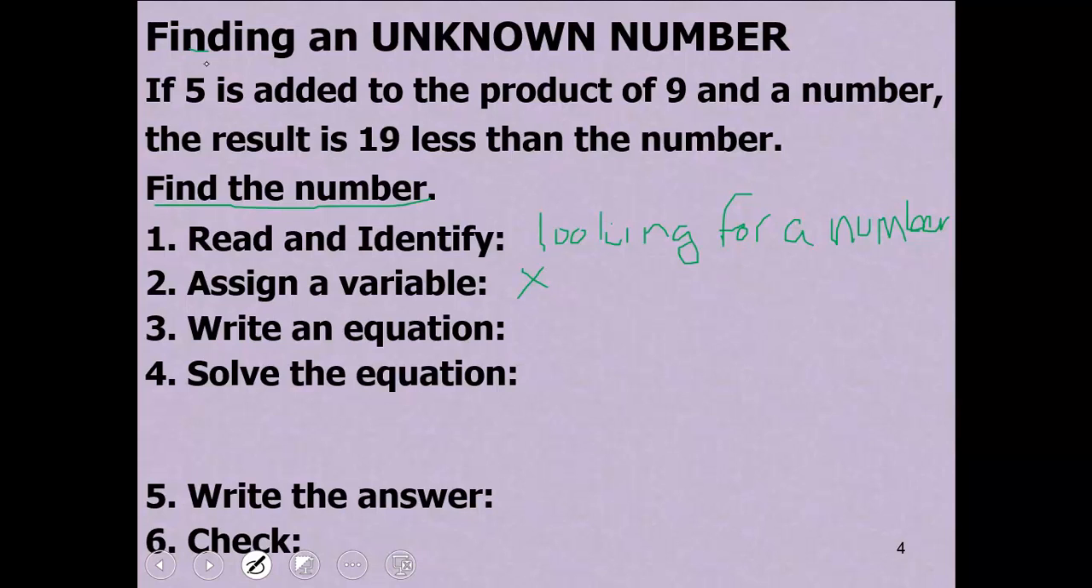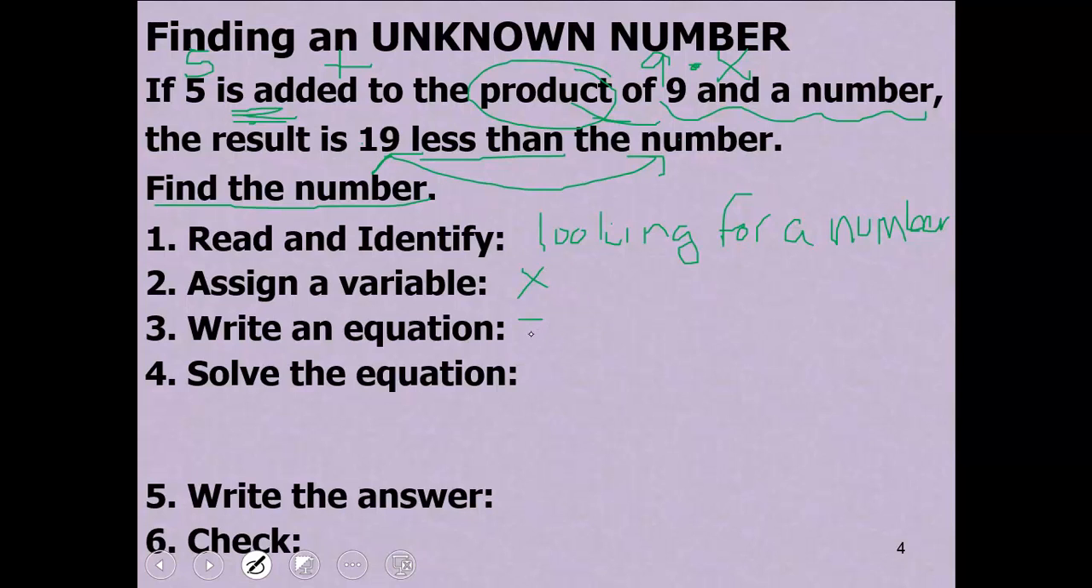So I have the number 5 added to, which means addition, the product of 9 and a number. The product refers to the things that follow here. The product is 9 times x, because that's what I'm calling my number. The result is, well, that's an equal sign. The result is, okay? And now I have 19 less than a number. Less than means I need to switch these, all right? I have to take a number minus 19.